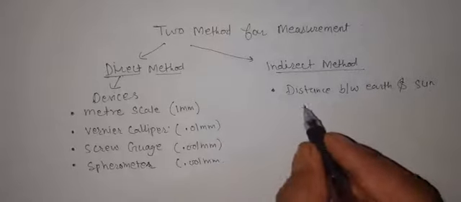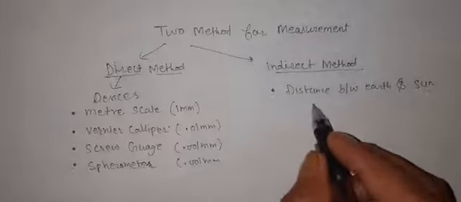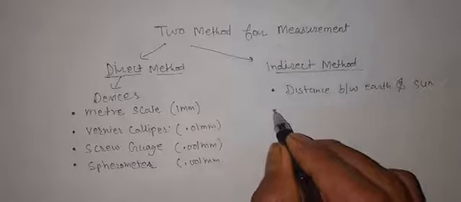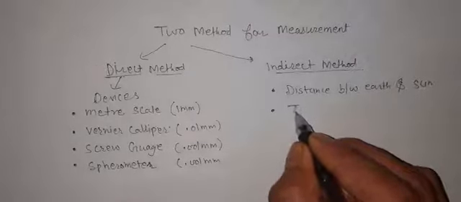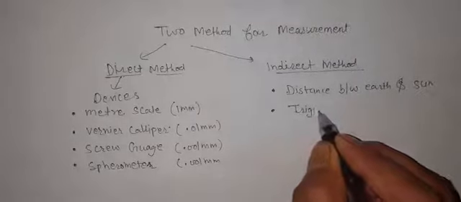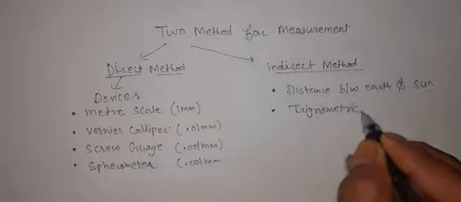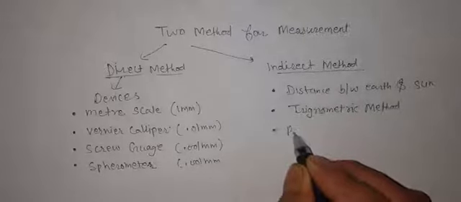Over here, there are a few indirect methods that we are going to use. Now, which methods are we going to implement? The first one is the trigonometric method. Next is the parallax method.